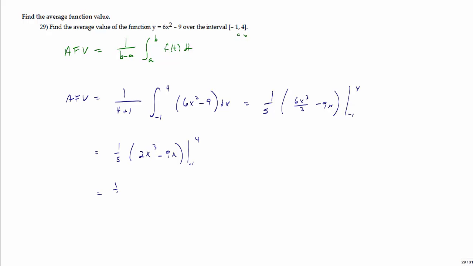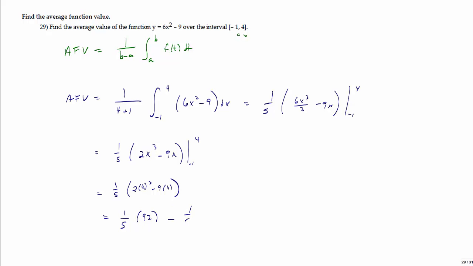So I'm going to take 1/5, and then I'm going to plug in my 4. So 2 times 4 to the third minus 9 times 4. I'm going to go ahead and get this number right now. So I get 92.